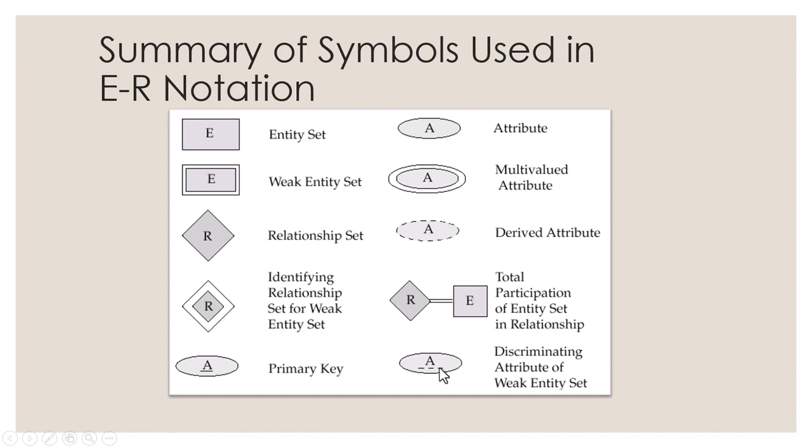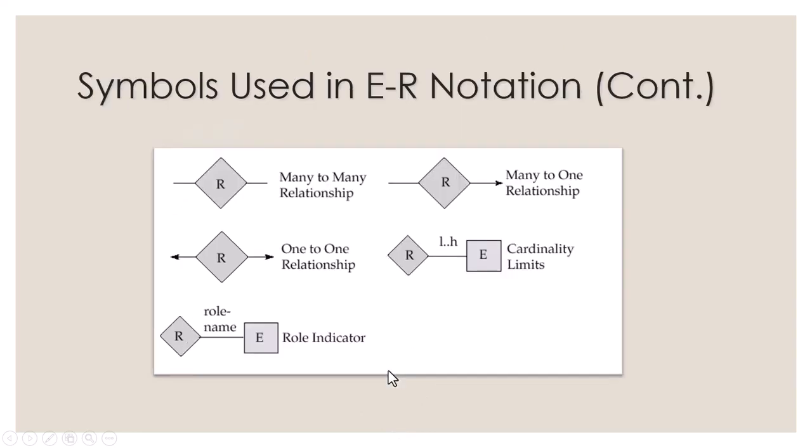Okay, and then the discriminating attribute of a weak entity set. For example, let's say we have a player entity set. Their jersey number alone is not really unique because another player from a different team could share the same jersey number, right? So that itself is not strong enough. That's indicated using a dotted line for the attributes.